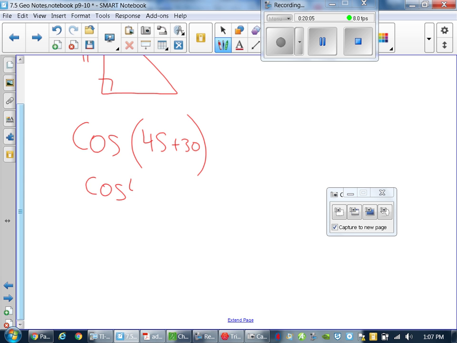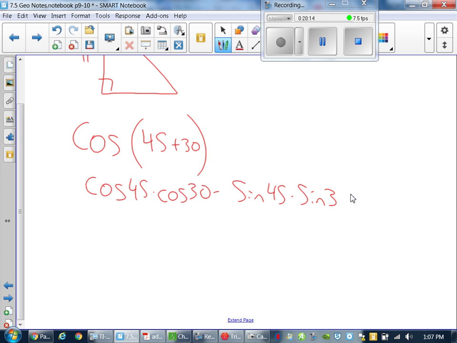You have the cosine of 45 times the cosine of 30, minus the sine of 45 times the sine of 30. Well, trigonometrically speaking, this is root 2 over 2. This is 1/2. This is root 3 over 2. This is 1/2. So you get root 2 over 4, and root 3 over 4.